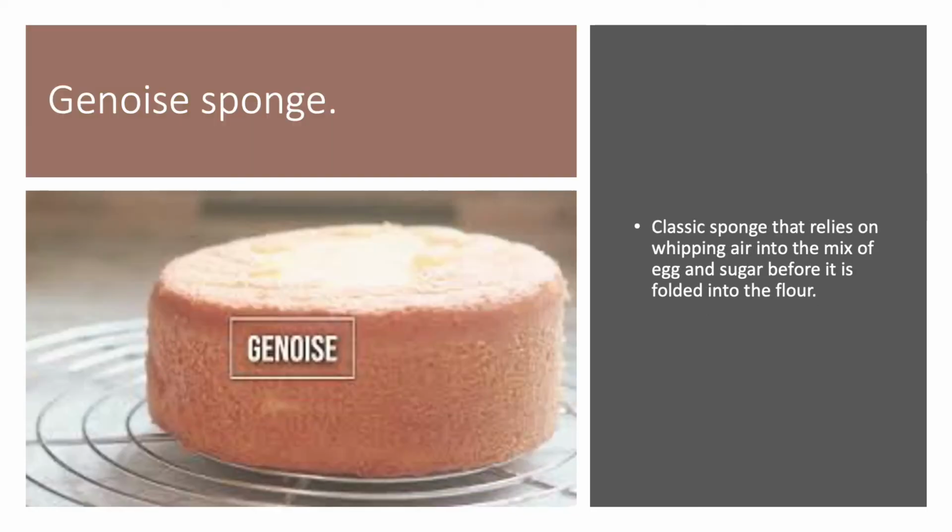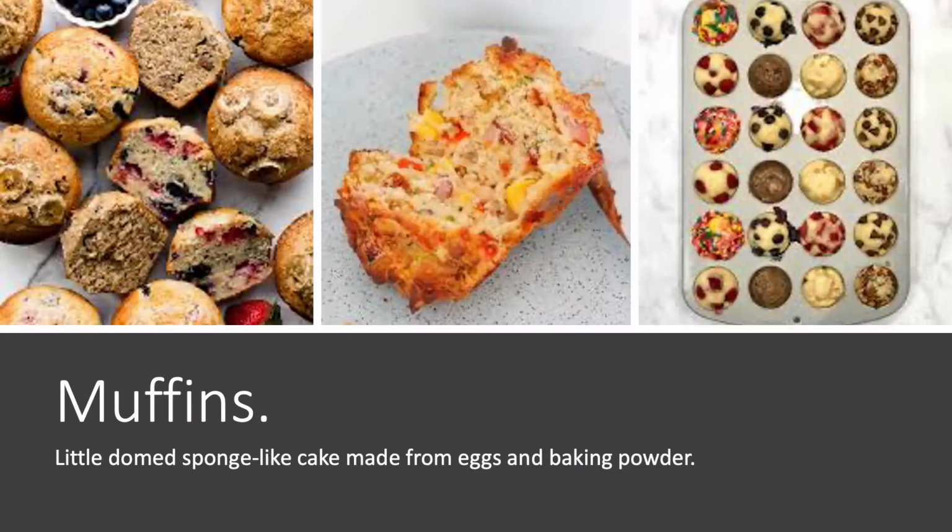Genoise, we spoke about that one earlier, a classic sponge that relies on whipping air into the mix of egg and sugar before it is folded into the flour. Muffins. Muffins are pretty cool because they're little cakes and they can be savoury or sweet. Okay, little domed sponge cake.